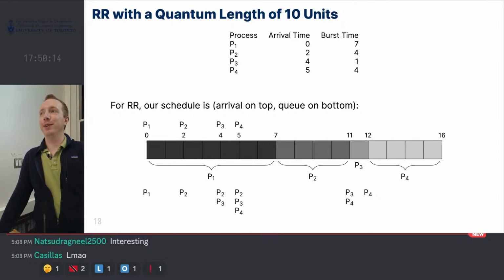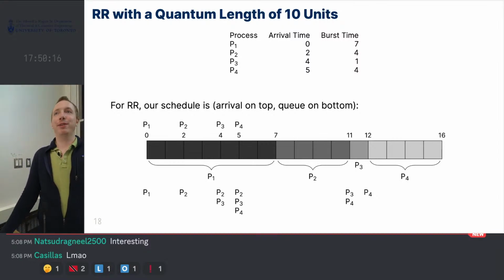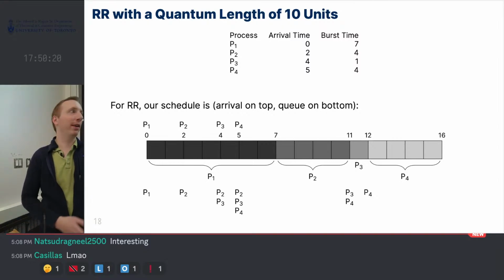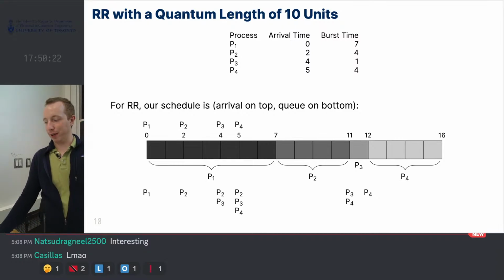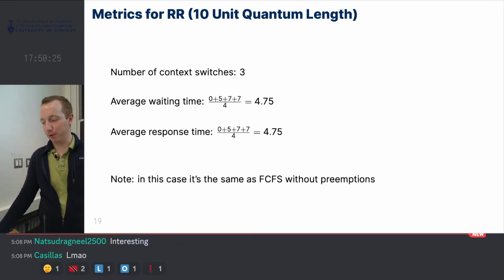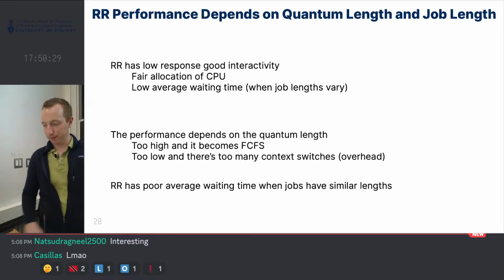You could go through and do it again if you really want. Quantum length of 10 units. Guess what? That becomes first come, first serve. If you want to count the times again, I don't suggest it, but if you want to practice it, go ahead, and these are the numbers you should get for when it becomes essentially first come, first serve.